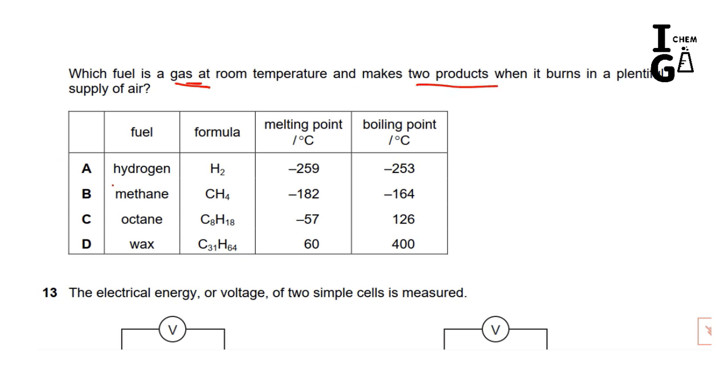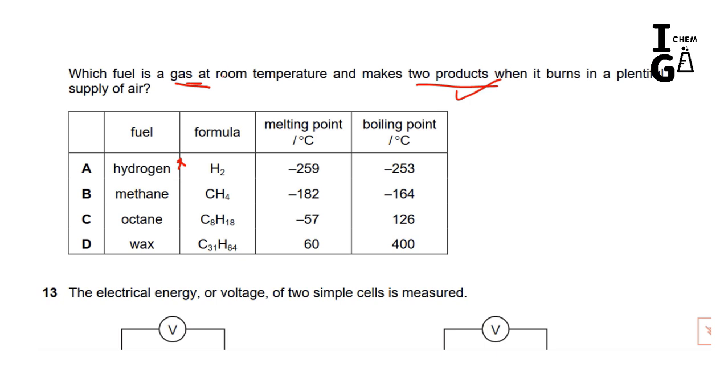So actually guys, the first one here, hydrogen. You know, when hydrogen burns, it produces only one product, which is water. Hydrogen burns in oxygen, produces H2O. So hydrogen is not correct because it produces only one product. For methane, octane, wax, all of them you see C, H, so they produce two products already. These three options produce two products.